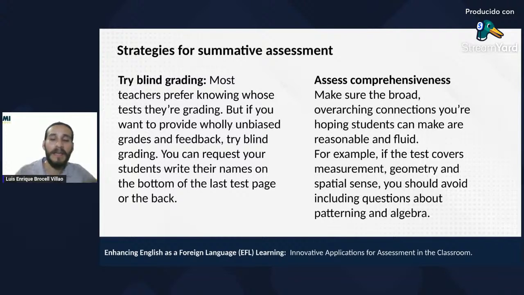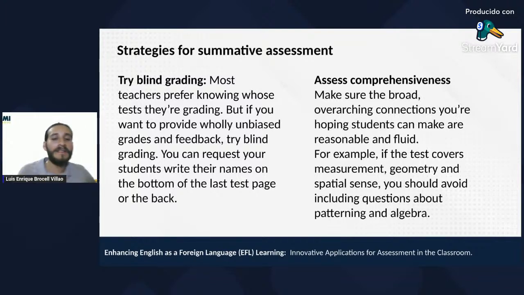Try blind grading. They can write their last name at the back of the test, at the end of the sheet. Or they shouldn't write their names at all; you can take the tests, grade them, and ask for the names later. It's kind of funny, and it keeps you unbiased. If you want to provide a wholly unbiased grade and feedback, try blind grading. As I said, you can request your students to write their names at the bottom or on the last test page, or even on the back.